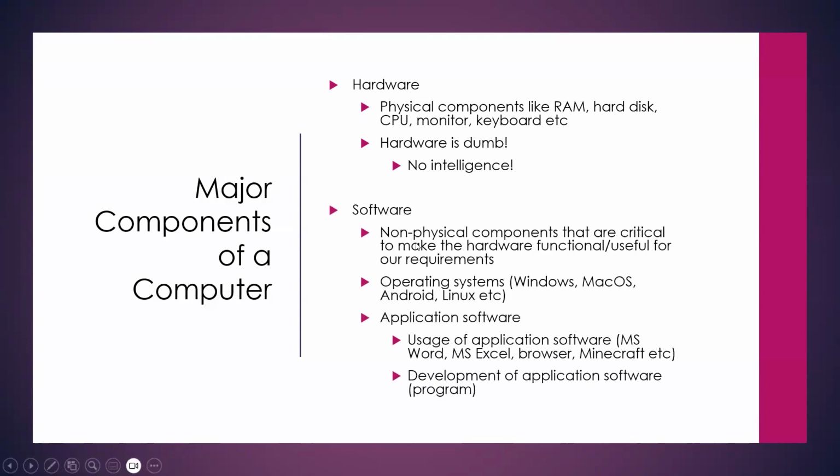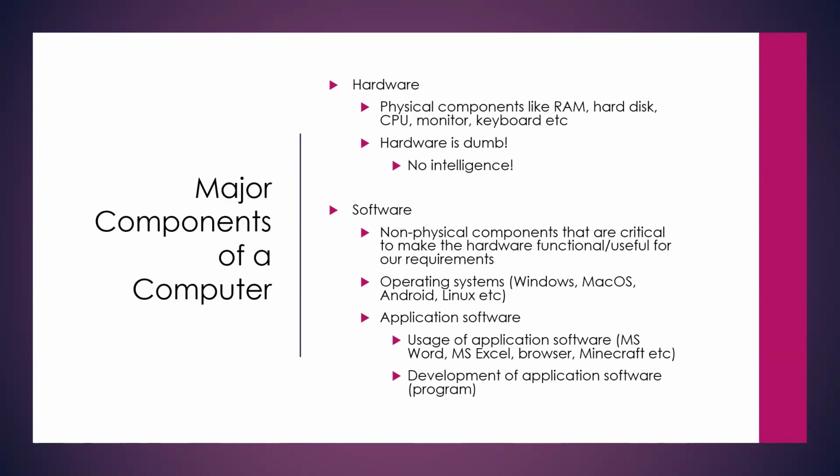The second component which we have discovered so far in our discussions is software. The software is primarily composed of things which don't have physical existence. Those are non-physical components, but they're critical to make the hardware functional or useful for our requirements. For example, we talked about operating systems like Windows, macOS, Android, etc. If these operating systems, or any one of them, is not installed on our computing devices, we won't be able to use the computers in a proper way. The software essentially enables the hardware to work for us in a useful manner.